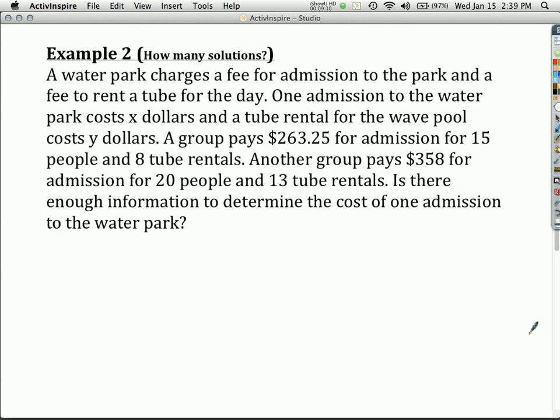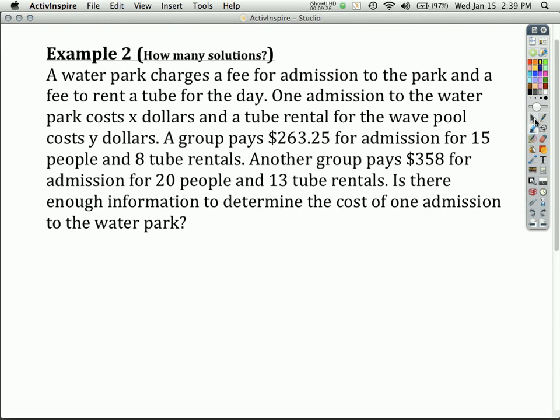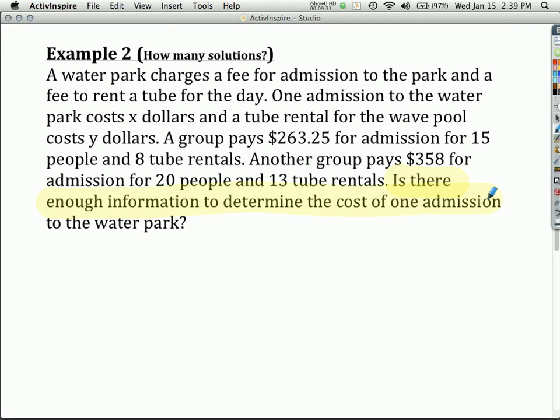So we have a real-world scenario, a little bit different than the ones we've explored so far, and we'll talk about what that difference is in a little while. But we're being asked something a little bit different than what we've been asked, which is, is there enough information to figure out the cost of admission? So I'm not asking you for the cost of admission. I'm asking you, is there enough information to find it? Here's why you're being asked a different question.